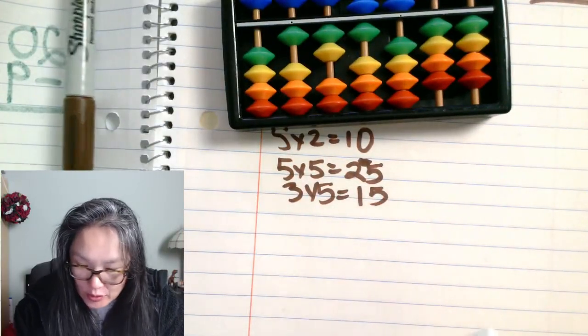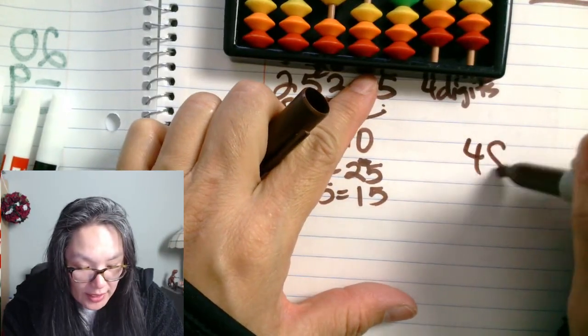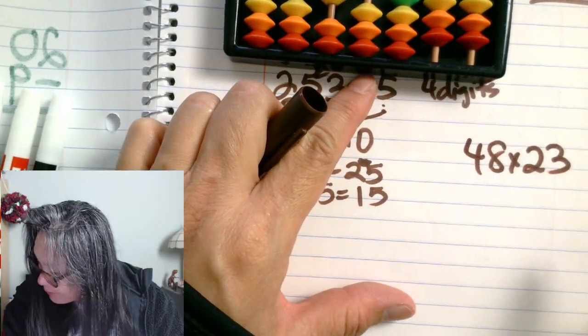Nathan says, how do you do this? Let me show you. Okay, let me write it. 4, 8 times that by 23.